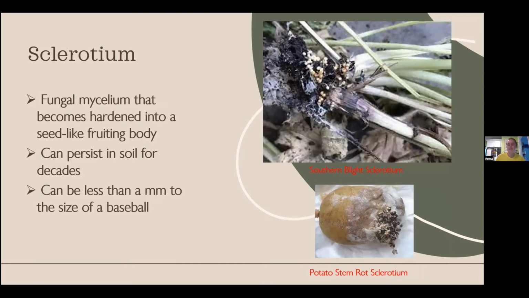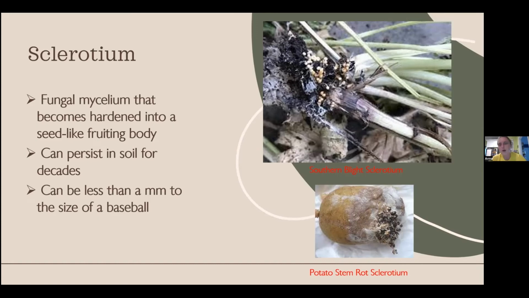Sclerotium, there's a vocab word for you. Fungal mycelium that become hardened into a seed-like fruiting body. So think of it like a mushroom that is kind of hardened and round. These things are full of spores and can actually reinfect plants. They persist in the soil for, in some cases, many decades. They can be less than a millimeter big to the size of a baseball.